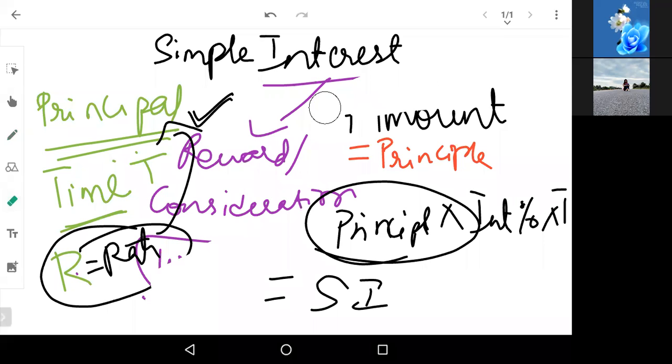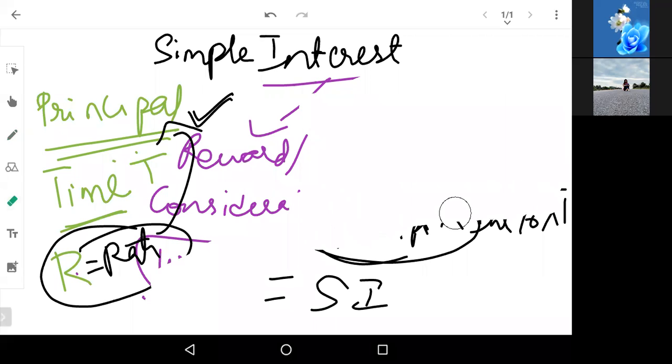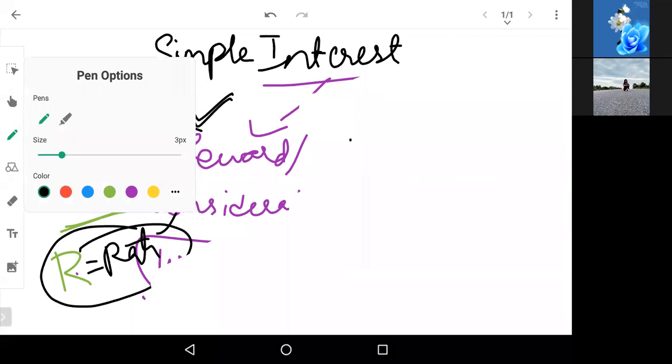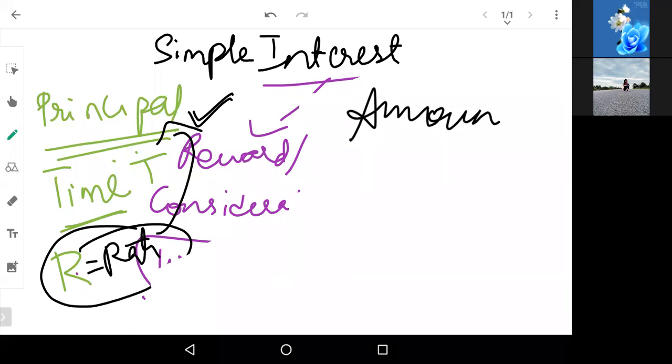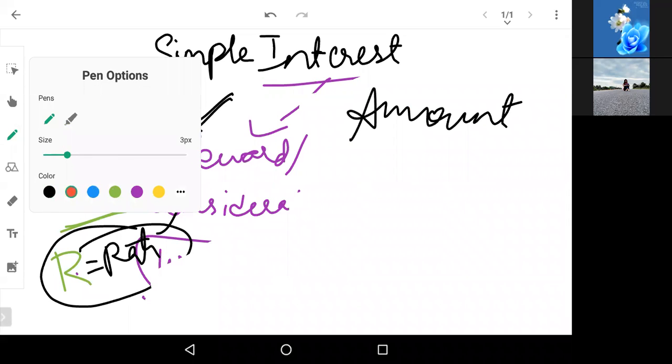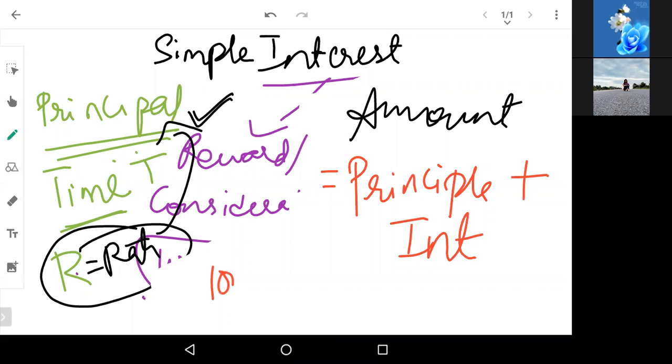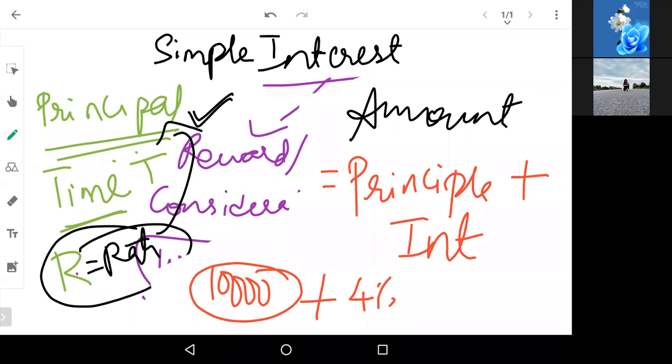So when it comes to amount, another terminology that you have to understand is amount. Now, amount is nothing but the principal of the loan plus the interest we are going to pay over a period of time. Suppose we have taken a 10,000 rupees loan, this is the principal amount, plus, let's say we are paying interest of 4%. Example, okay? Interest of 4% is being paid.